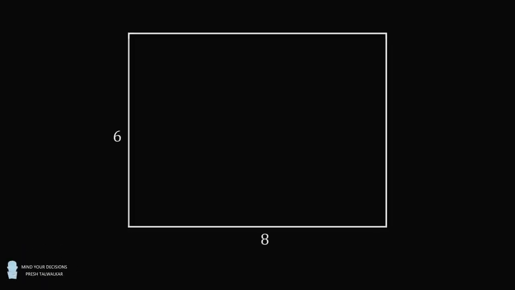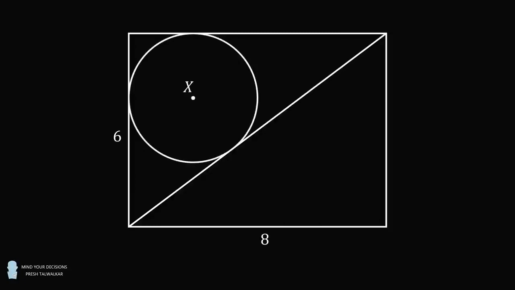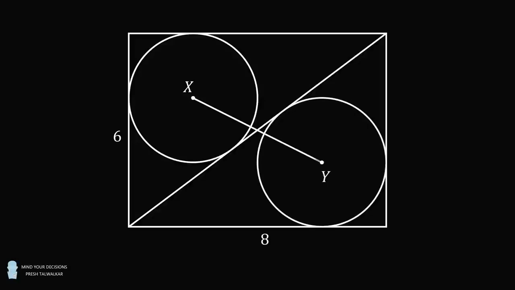A rectangle has sides of 6 and 8. Construct a diagonal of the rectangle, dividing the rectangle into two triangles. Inscribe circle X in one triangle and circle Y in the other triangle. The question is, what is the length of XY, the distance between the two circles' centers?